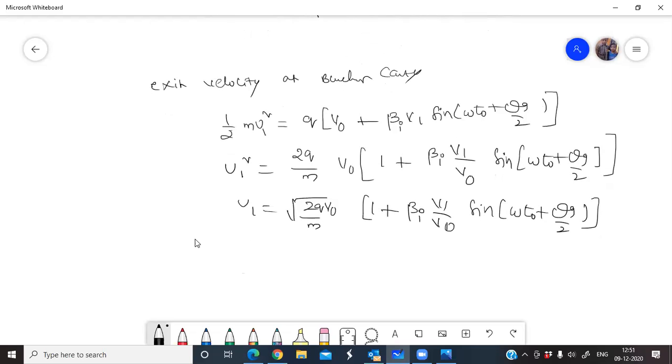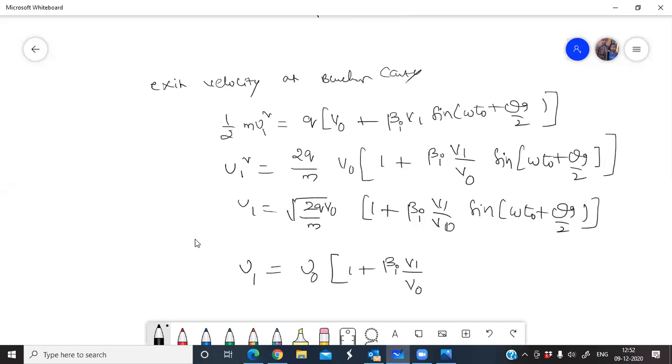And that is equal to, from equation 1, root of 2qV naught by m, nothing but this is small v naught, the velocity of the free electron before the buncher cavity. Finally, v1 equals v naught into 1 plus beta i V1 by V naught. Don't confuse: capital V naught is separate and small v naught is separate. Capital V naught is the DC voltage, capital V1 is the amplitude of the RF signal, small v naught is the velocity of the electron before the buncher cavity, and small v1 is the exit velocity of the electron after the buncher cavity.